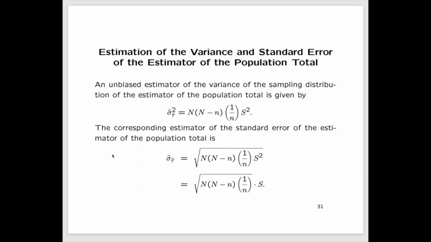Once we have that, we obtain the corresponding estimator of the standard error of the estimator of the population total by taking the square root of that. And we see we can express this in a couple different ways depending upon whether we leave s squared under the square root sign or if we pull it out and take the square root in order to do that. So again, what we're doing here is expressing the estimated variance and the estimated standard error of tau hat in terms of the sample variance.